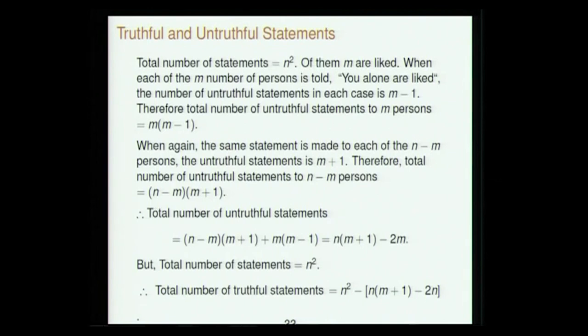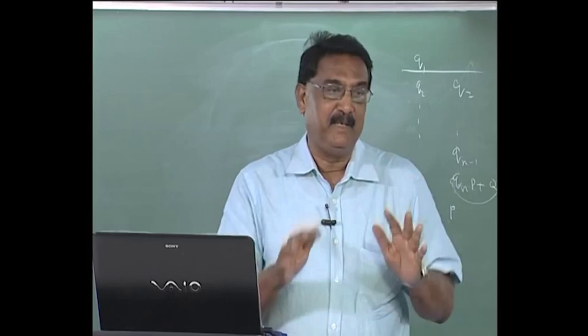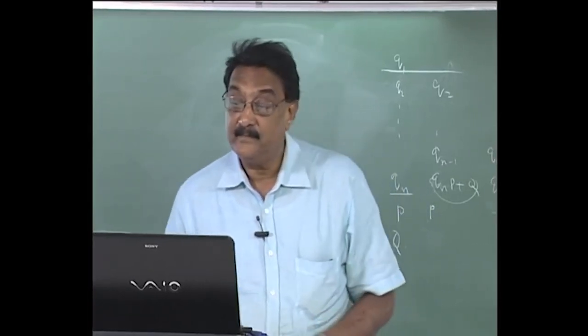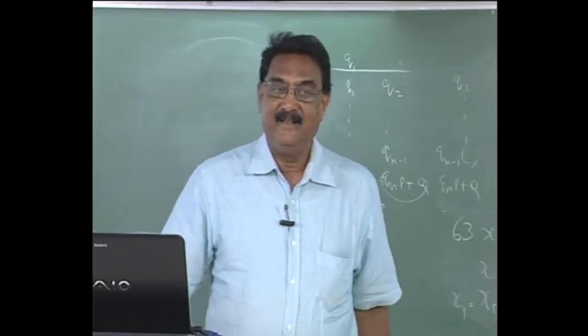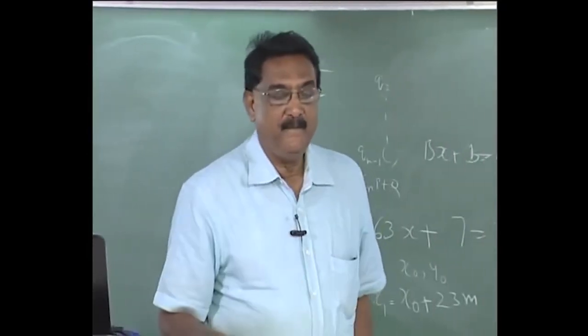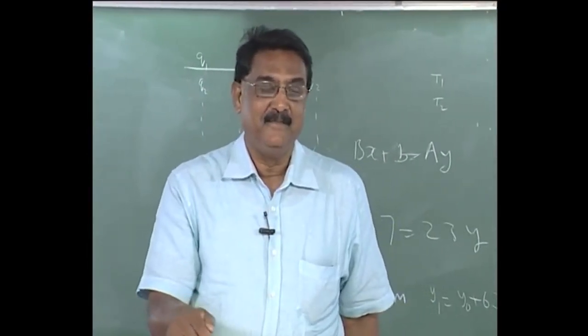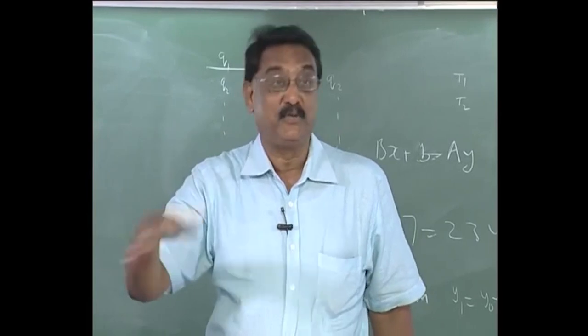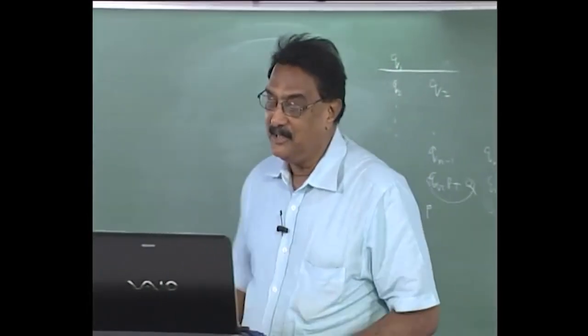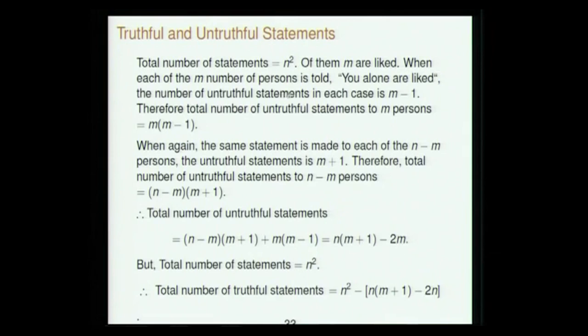Okay. So, total number of statements is n squared, of them m are liked. See, suppose you consider the subset of m people whom the lady actually likes. When each of the m persons is told you alone are liked, the number of untruthful statements in each case is m minus 1. Because she says I like you, which is true, then I do not like these m minus 1 others, which is not true. But she is also saying I do not like those others in the other subset, which is true. Okay. So, the untruthful statement is m into m minus 1.